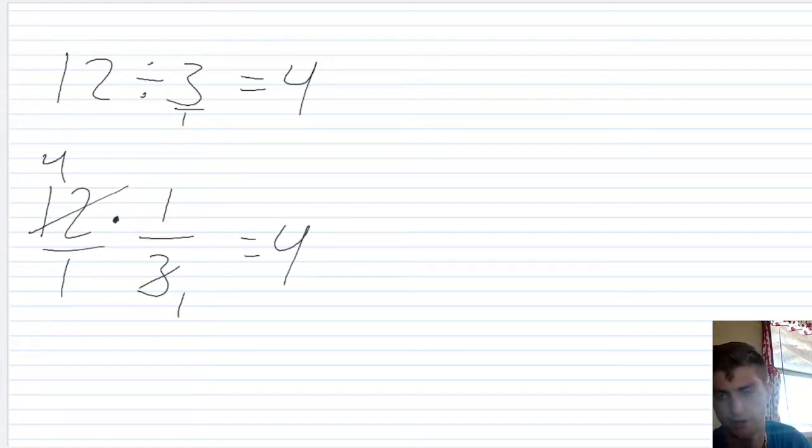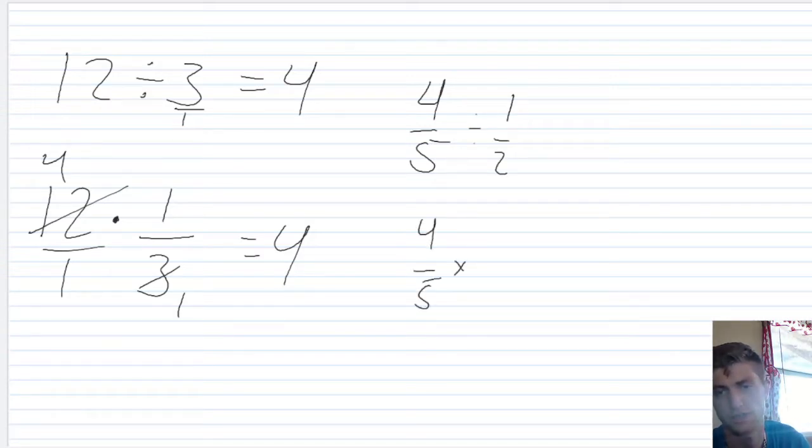So let me just reiterate the keep it, change it, flip it rule. If we have 4 over 5 divided by 1/2, we can keep it, change the sign to multiplication, flip it, and now we got 8 over 5. That's how we do it with fractions, but it also works with whole numbers as well.